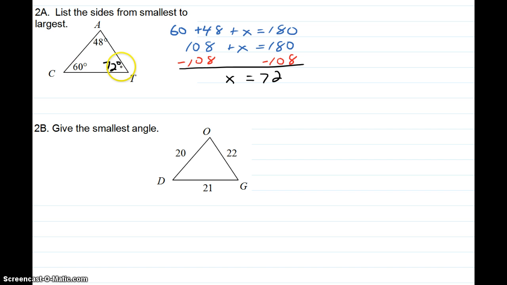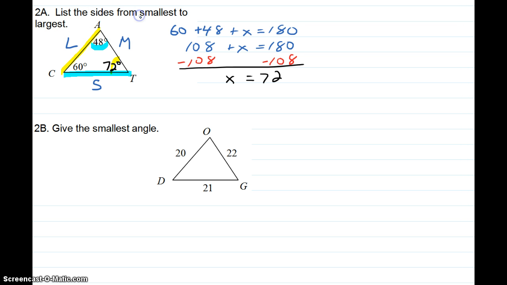So the reason we want to know the angles is because one of the things we learn is that the biggest angle is opposite the biggest side. So since this is 72, that means my biggest side is AC. My smallest side is going to be opposite my smallest angle. So this is my smallest angle. So this means that this is my smallest side. I'm going to go ahead and write small here, large here, and so by default this would have to be my medium side.